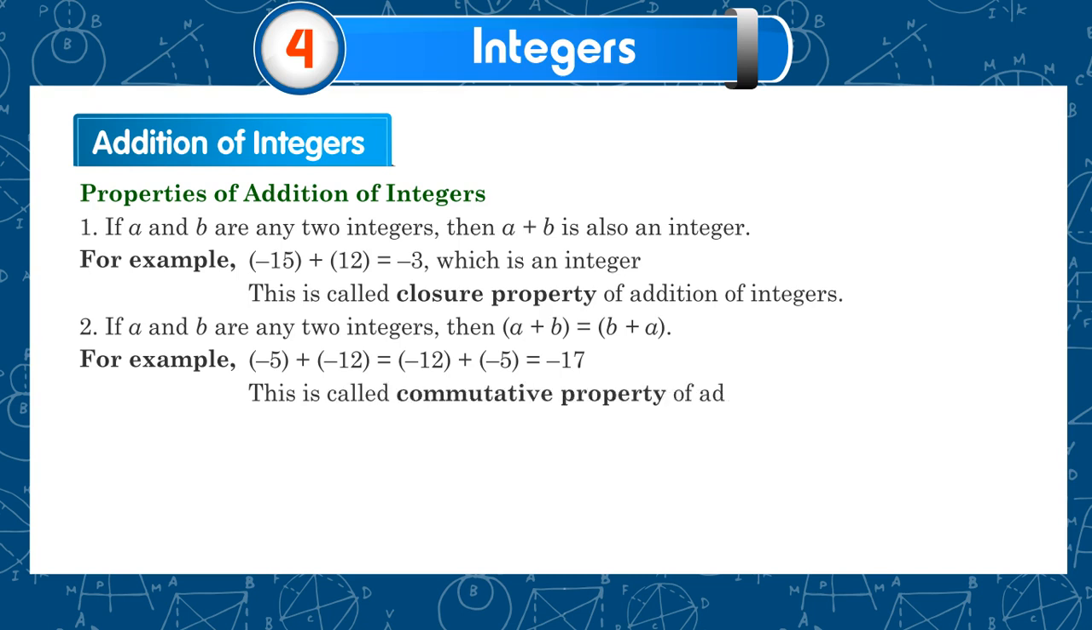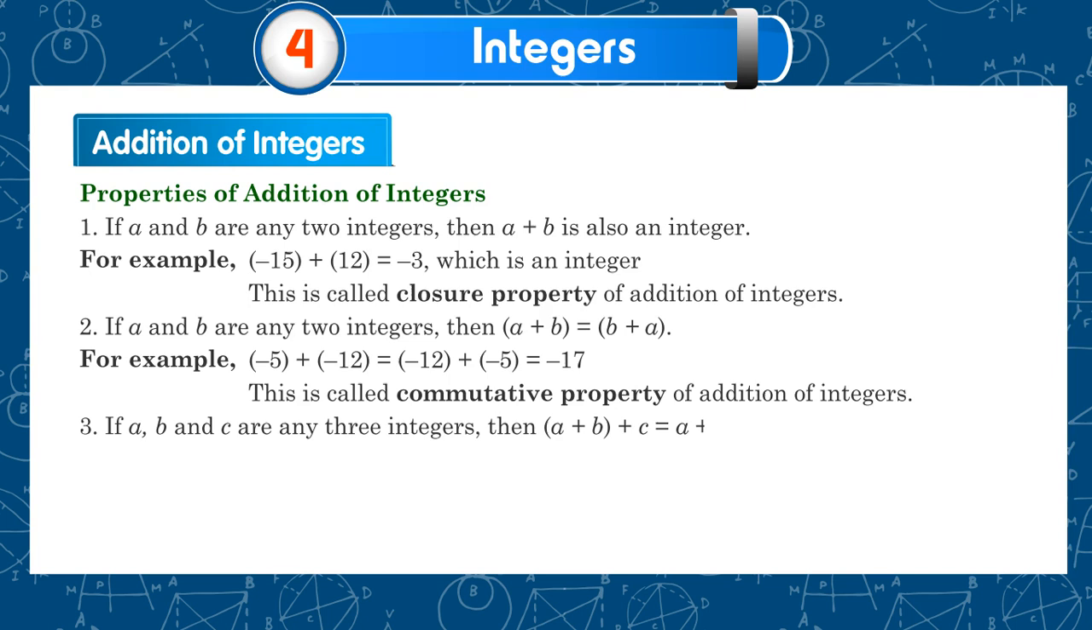If a, b and c are any three integers, then (a plus b) plus c equals a plus (b plus c). For example, (-5 plus 7) plus -3 equals -5 plus (7 plus -3). 2 minus 3 equals -5 plus 4. -1 equals -1. This is called the associative property of addition of integers.